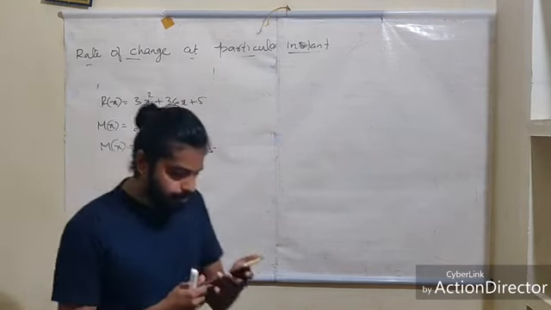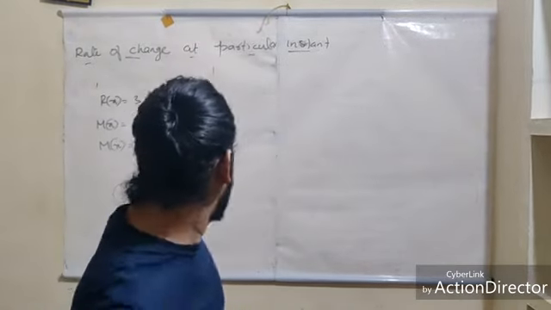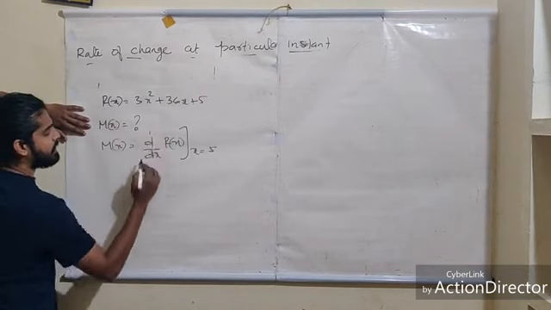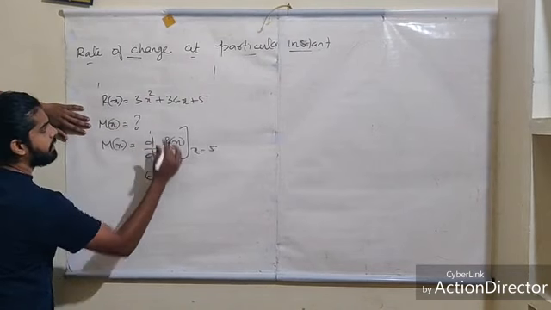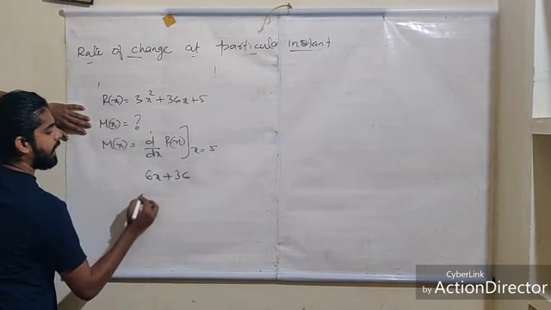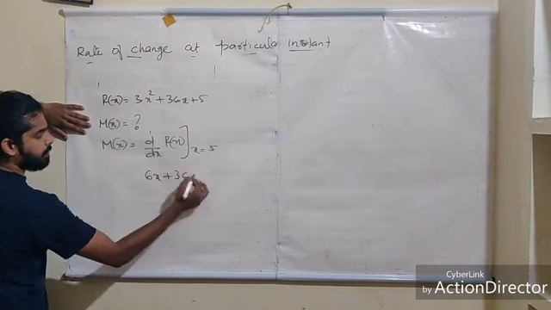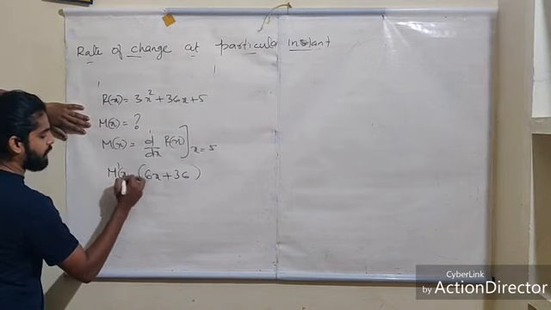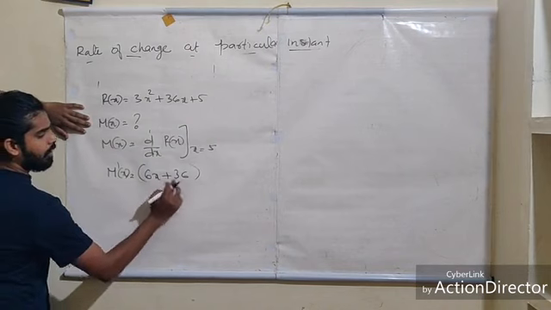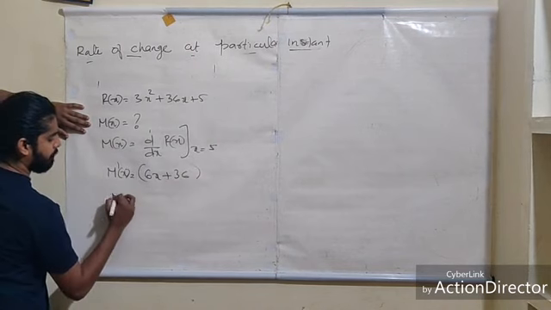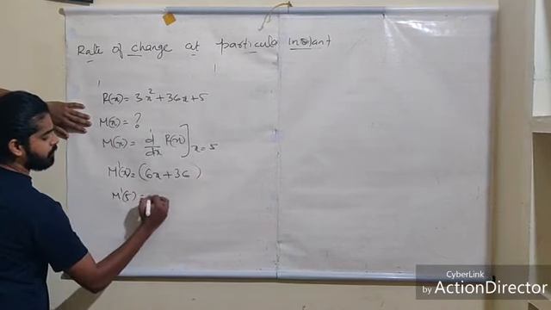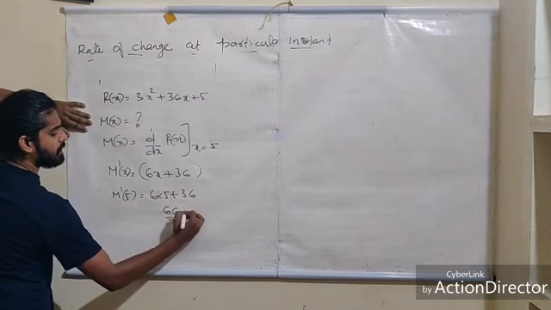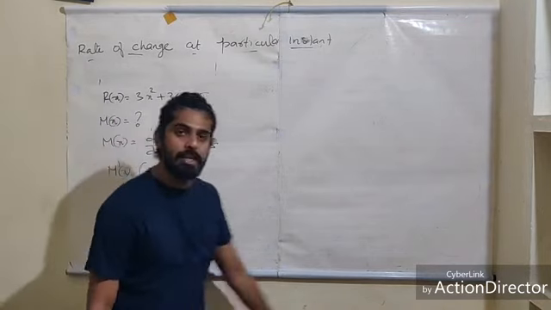So this is our last question. Let's write. We just have to differentiate this. The derivative of 3x square will be 6x. The derivative of 36x is 36. This is the derivative, or you can write M dash of x. At the instant 5, let us substitute 5. M dash of 5 is 6 into 5 plus 36. 6 into 5 is 30, plus 36 is equal to 66 rupees. This is our marginal revenue.